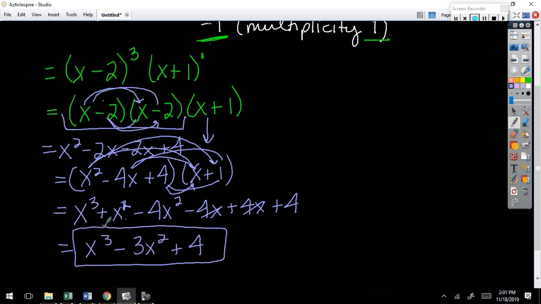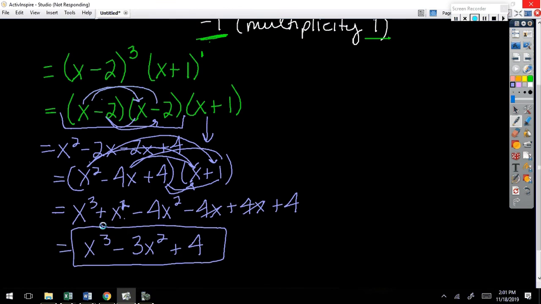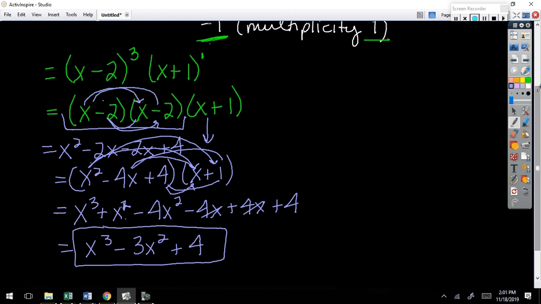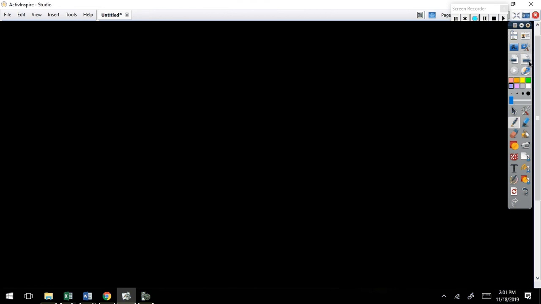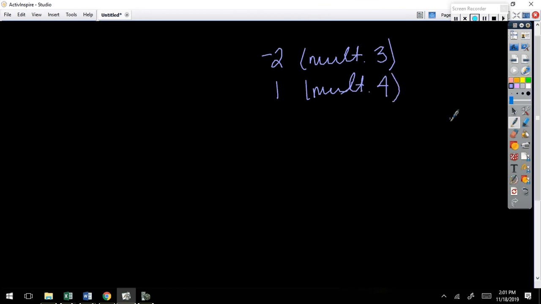All right, moving on. If you have a graph, and let's say that I told you that you had a zero of -2, multiplicity 3, and 1, multiplicity 4. And this time I'm matching up a graph to what would serve these conditions well.